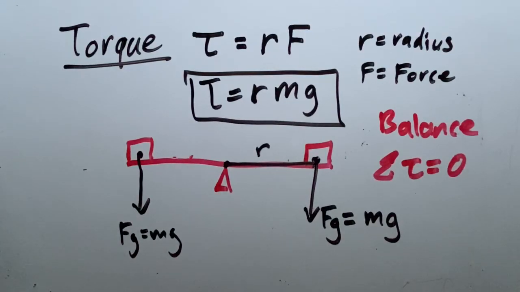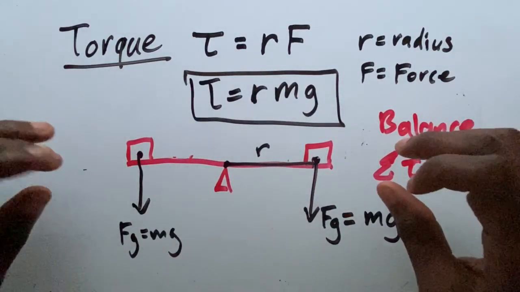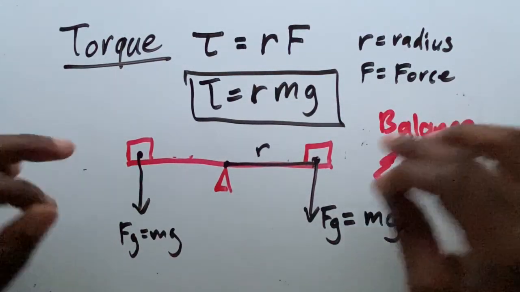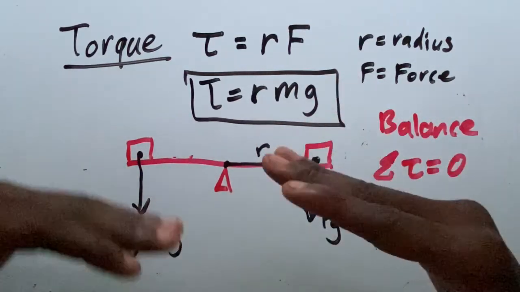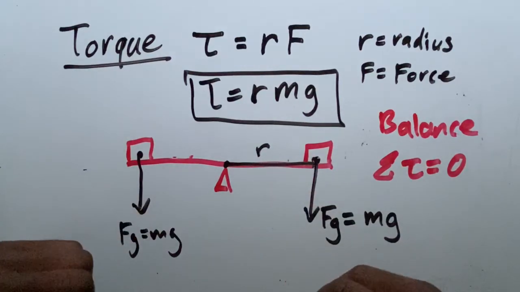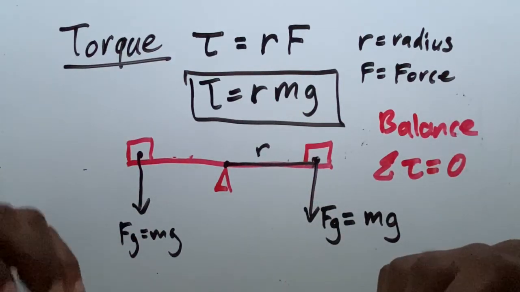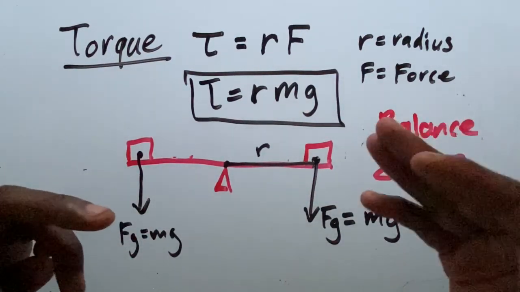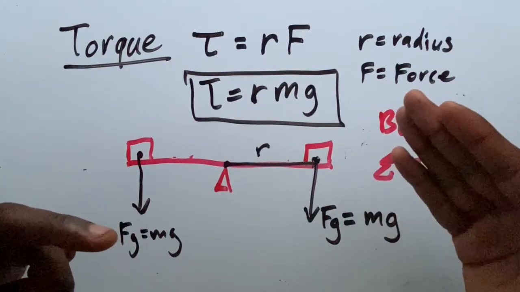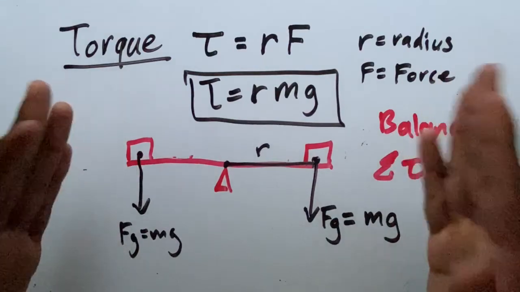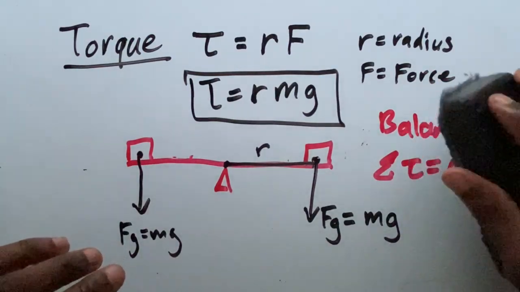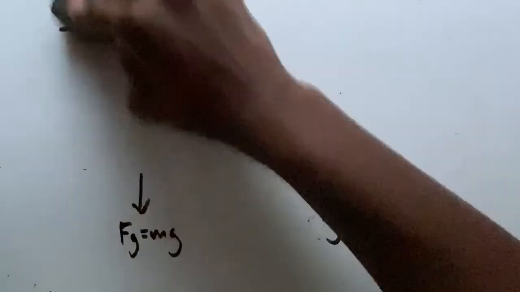So now in your lab, you're basically going to be using different masses and placing them at different places on this seesaw, trying to get the seesaw to balance out. And then you're going to be asked to find the mass of some of these objects. And so let me do a quick example here of how that's going to work.